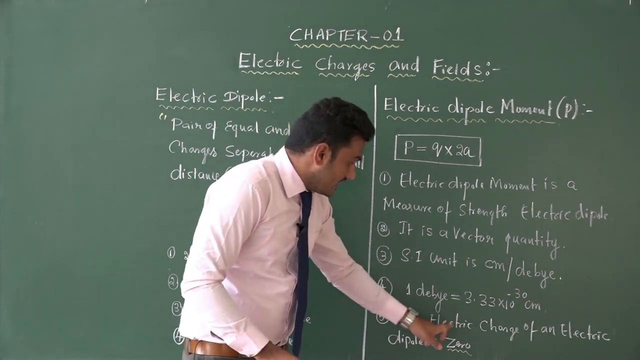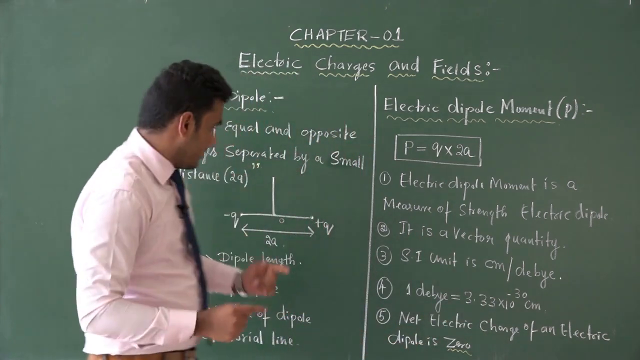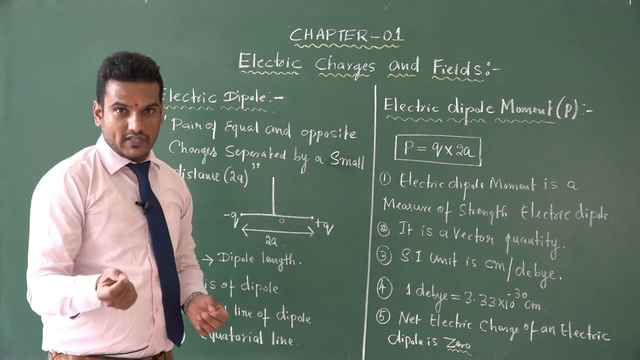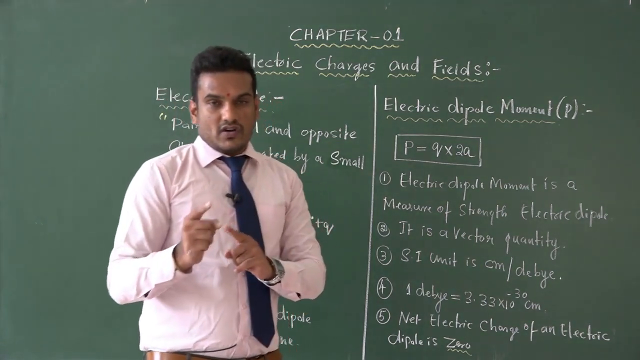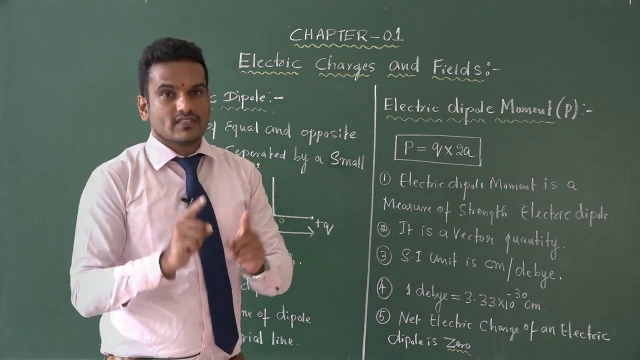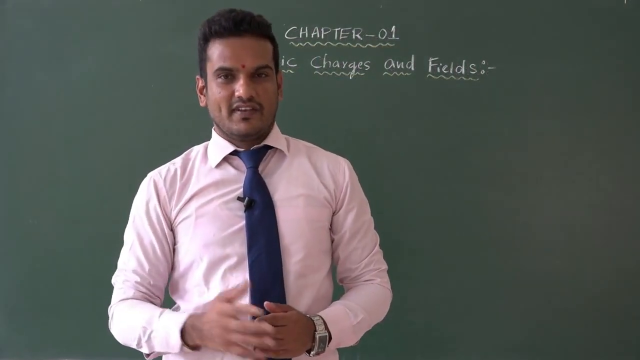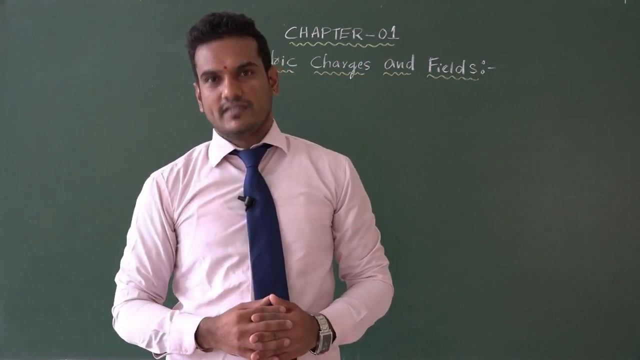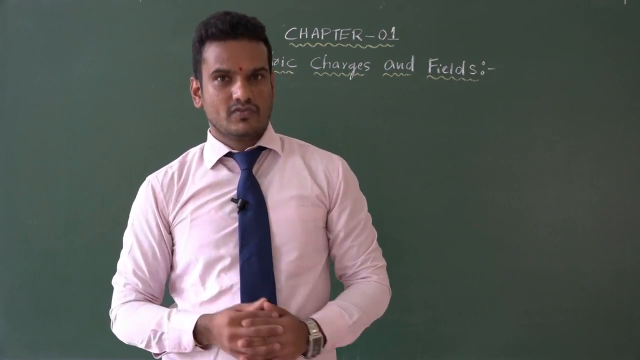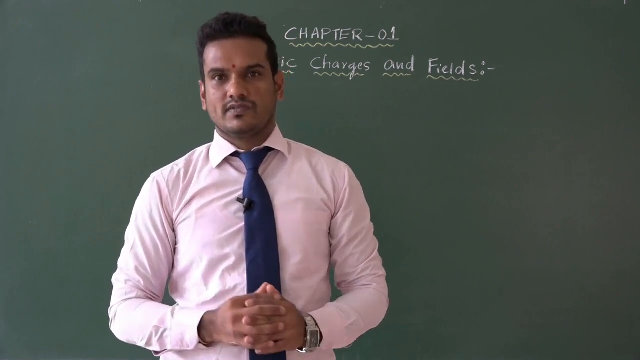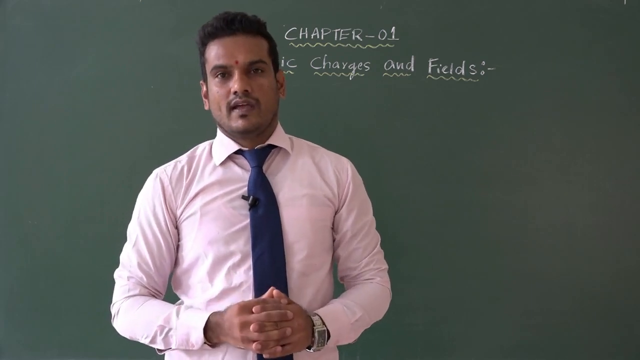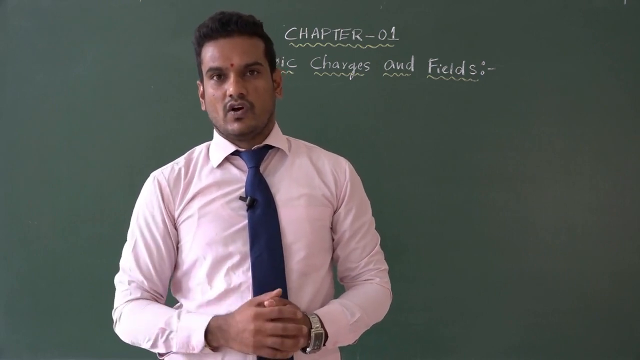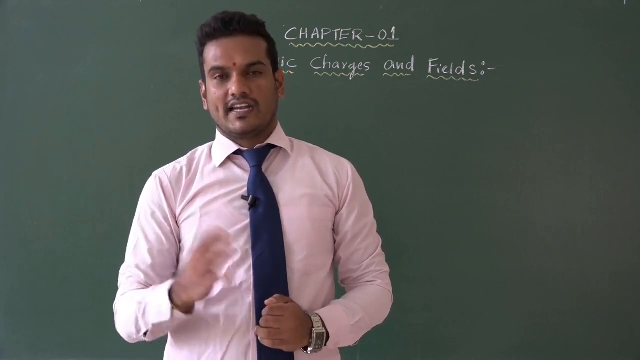And last point, the net electric charge of an electric dipole is 0. Why? Because it is a pair of equal and opposite charges, equal in magnitude and opposite in direction, so both cancel. So the total electric charge of an electric dipole is 0, but the electric field is not 0. Today we learned electric field intensity due to a point charge, electric lines of force, properties of electric lines of force, and electric dipole moment. In the next class, we will discuss a derivation on the basis of electric dipole and electric field intensity.